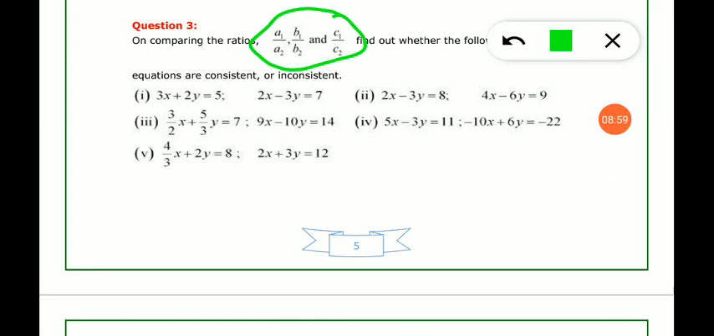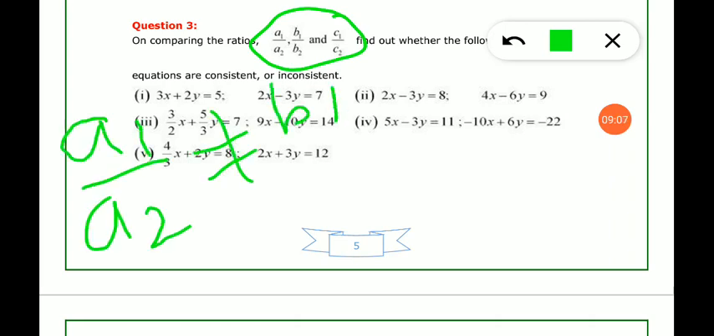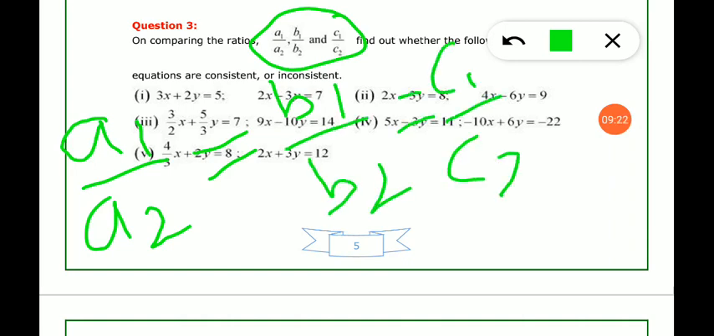So the condition by comparing the ratios for intersecting lines is A1 by A2 is not equal to B1 by B2. If this condition arises, we will say consistent. Next, if A1 by A2 is equal to B1 by B2 is equal to C1 by C2, then also we will say it is consistent. But if A1 by A2 is equal to B1 by B2 but not equal to C1 by C2, in that case it will be inconsistent.